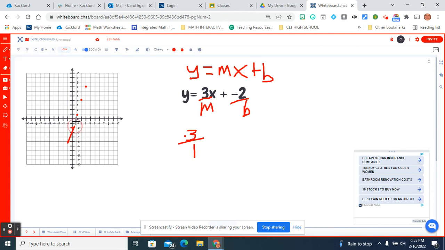Then once I have my points, I'm going to connect them using a line. And in this case, I want to make it longer. And that is our line.